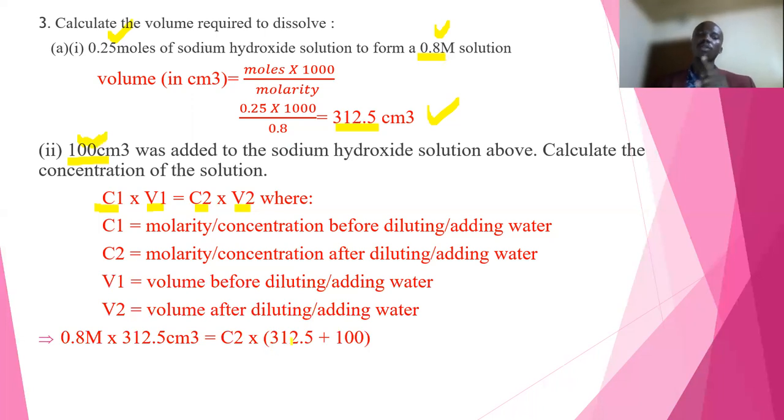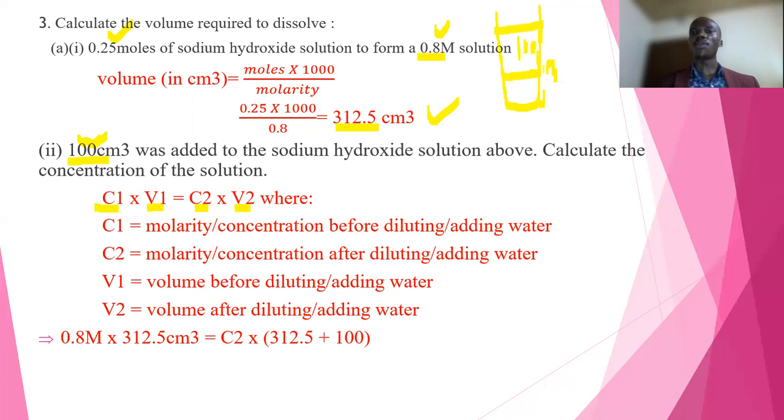Then what I want you to understand is, when you add, at first the volume of the concentration was 312 and it was reaching here. Then if we add another 100, maybe it will reach there. So from here to here is 100, and from here to here is 312.5.